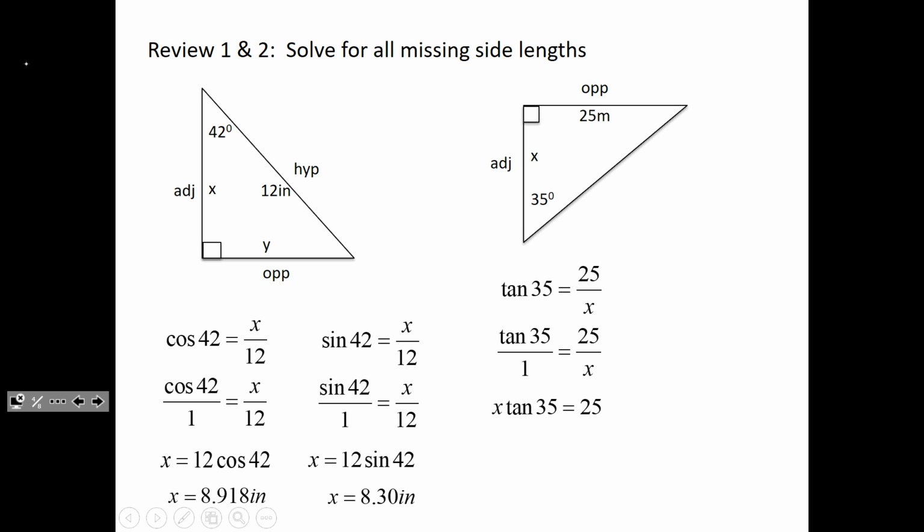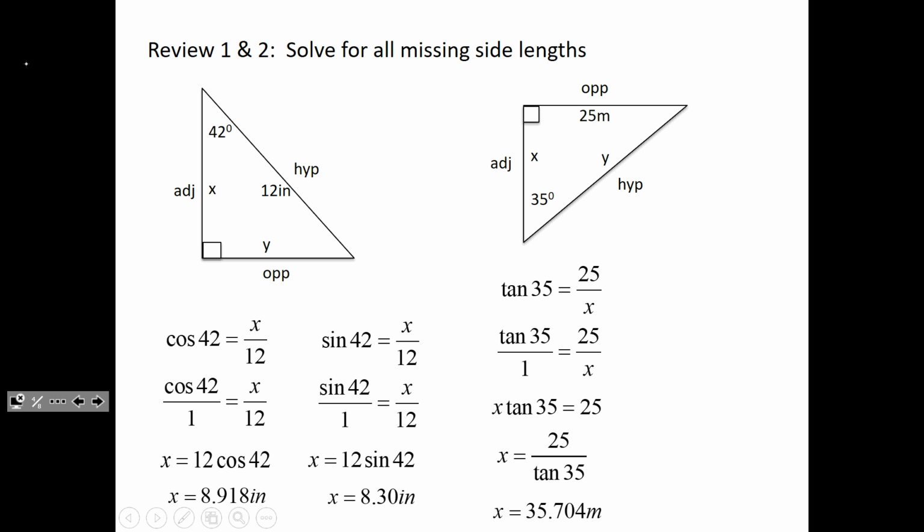And then how would I get x by itself? Very good. So x would be equal to 25 divided by tangent of 35. And approximately what are we going to get there? 85.704. Good. Good job. All right. So that just leaves us one side to find. And which side is that?